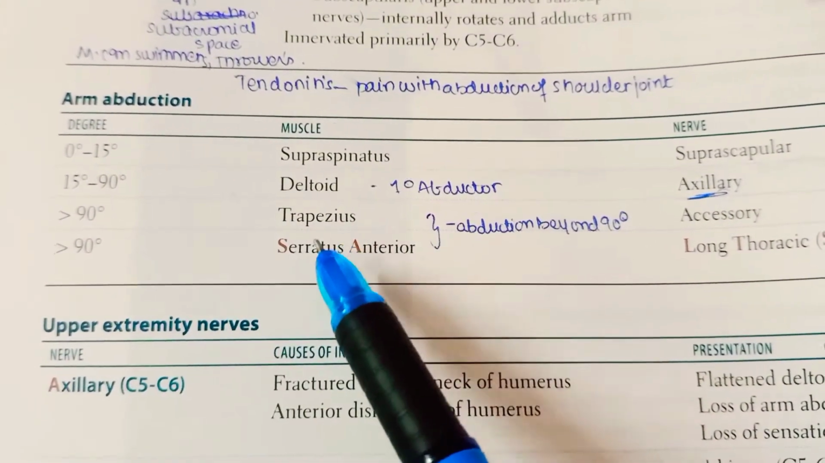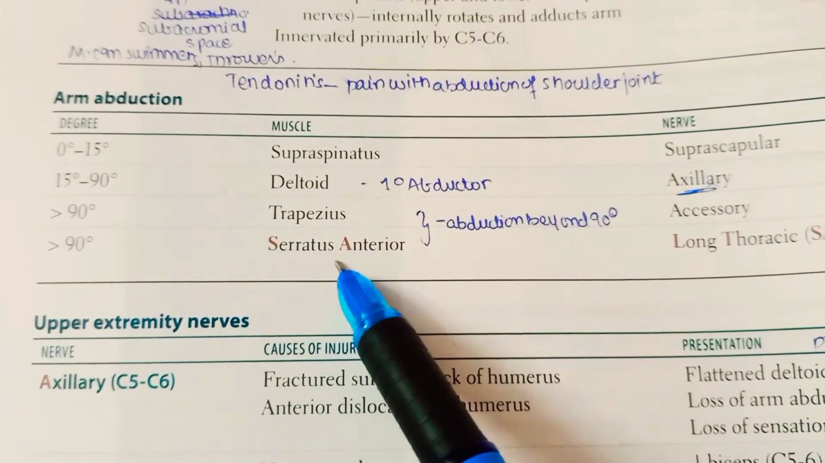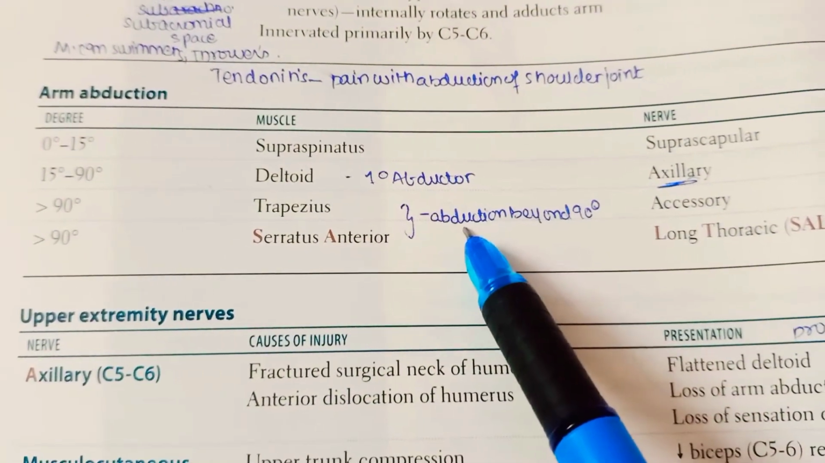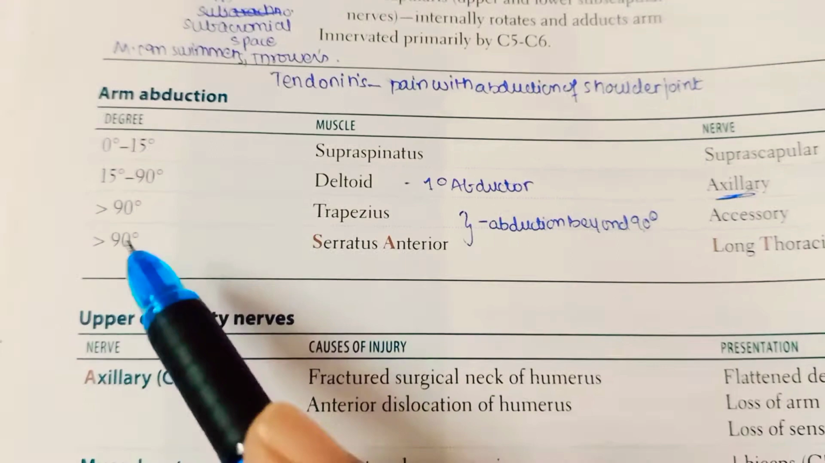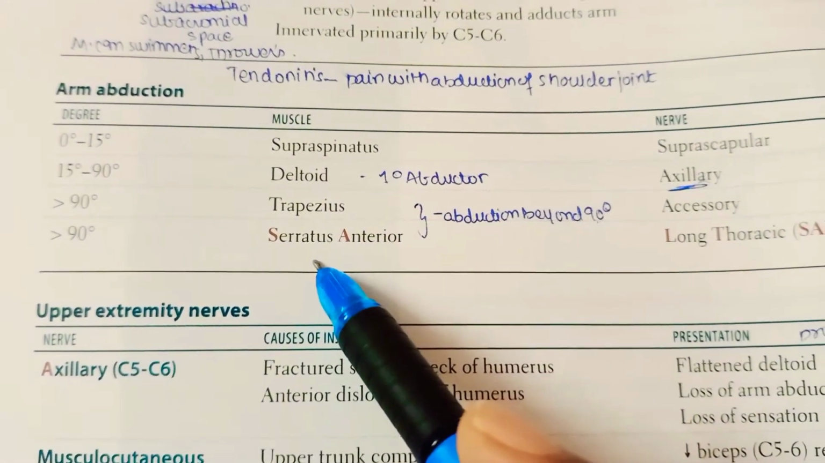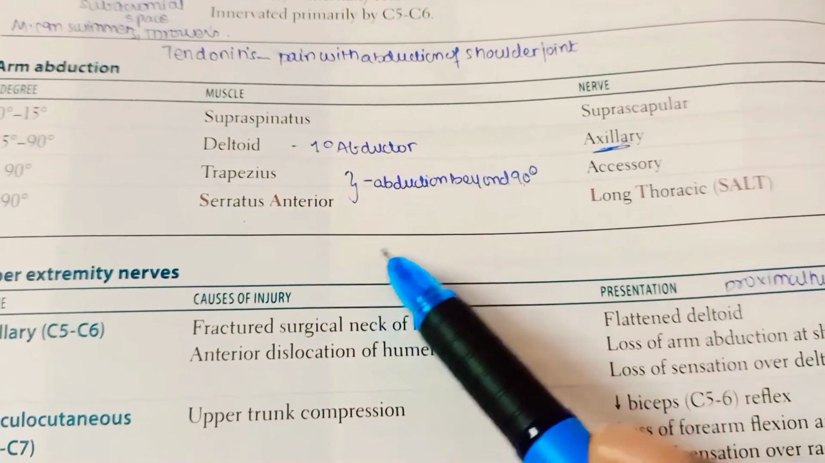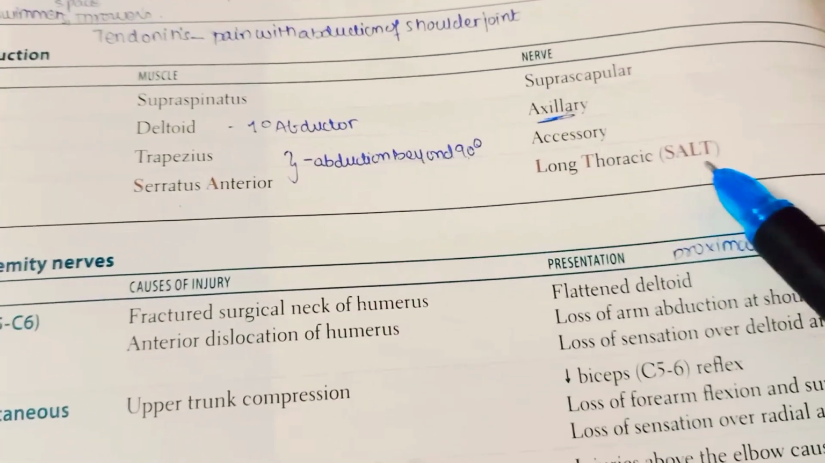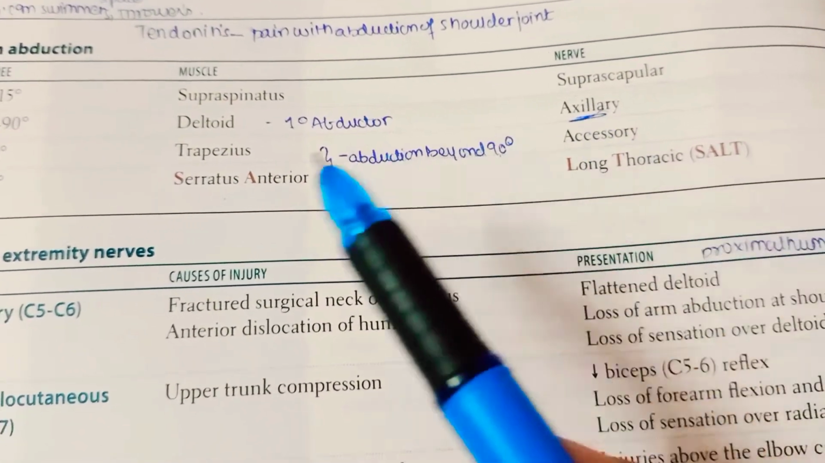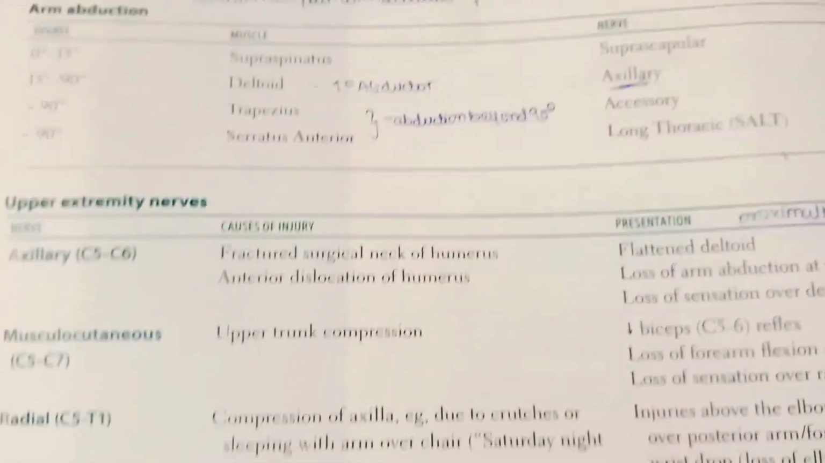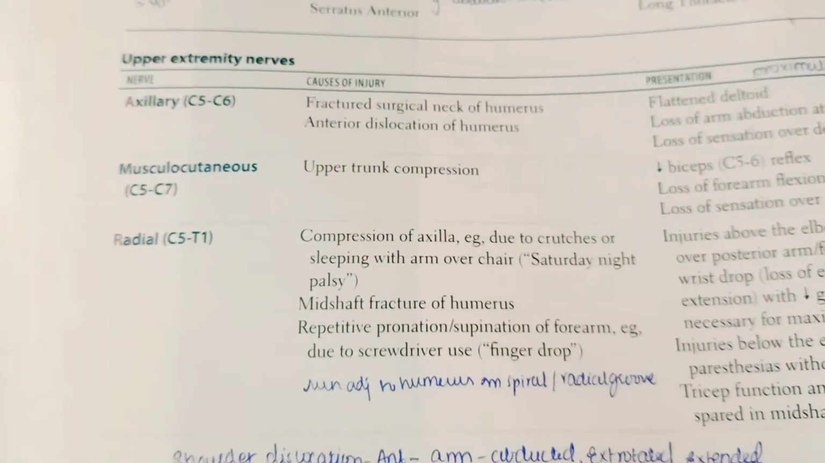Now trapezius and serratus anterior, these both are used especially if you want to abduct your arm beyond 90 degrees, greater than 90 degrees: trapezius and serratus anterior. This trapezius is supplied by the accessory nerve, and serratus anterior by the long thoracic nerve. If you want, you can remember SALT as a mnemonic: serratus anterior, long thoracic. Okay, so now let us start the upper extremity.